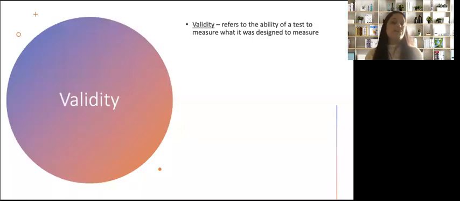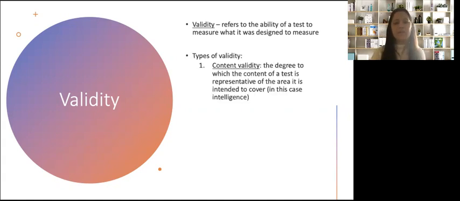So, what is validity? This refers to the ability of a test to measure what it was designed to measure. Does a scale measure your weight? Does a ruler measure the length of something, right? We're making sure that these IQ tests or intelligence measures are actually measuring intelligence, because if they're not, then the results are just not useful to us. There are three different types of validity when you're considering validity of a test.